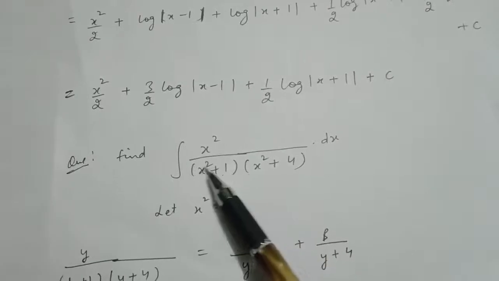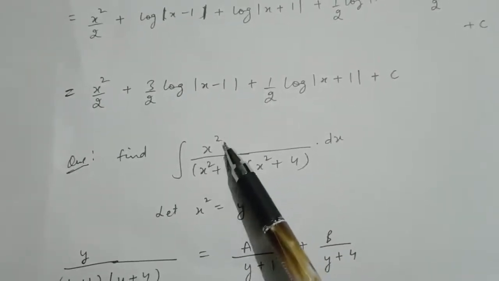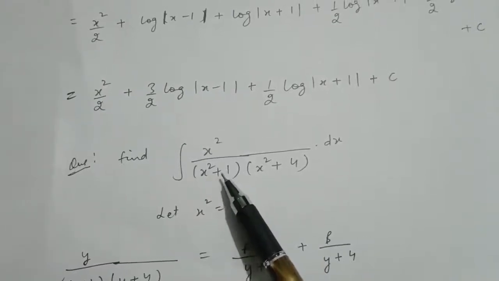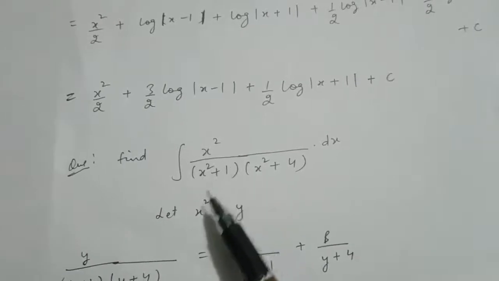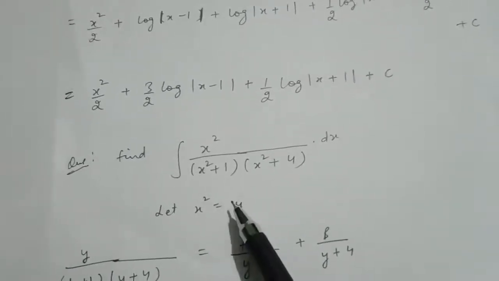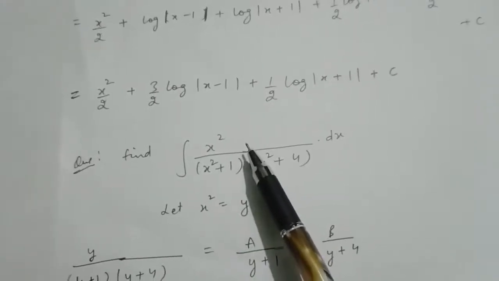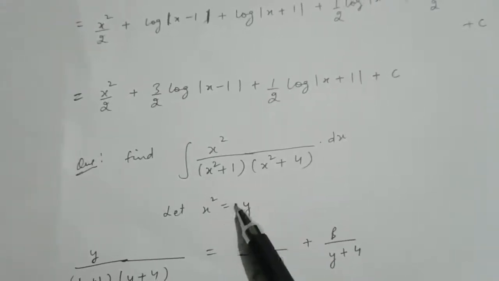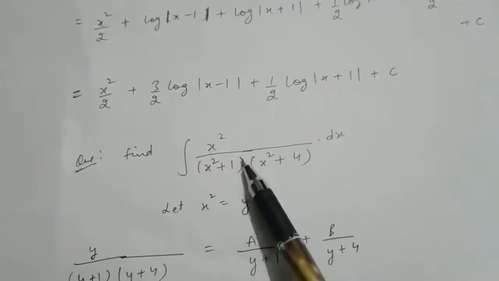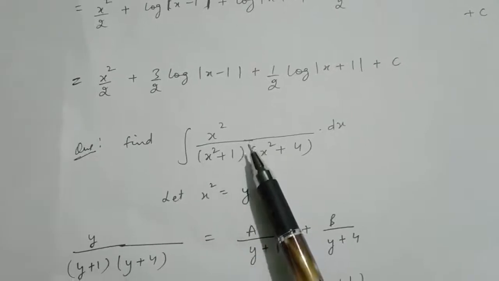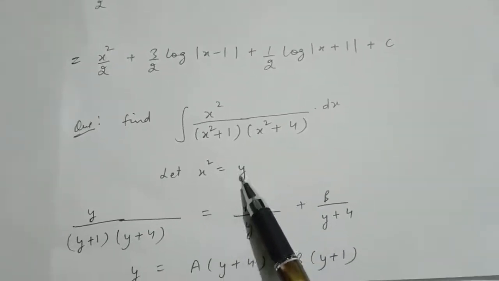So see, this is a proper function because the degree of the polynomial in the numerator is less than the degree of the polynomial in the denominator, right? Now to make the calculation easy, we let x square equal y. We will not take the derivative. We are not substituting x square equal to y in this integral. So we will not take the derivative or substitute the value, but simply to make this calculation easier, we are letting x square equal y.